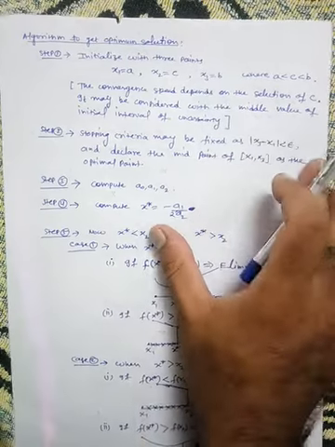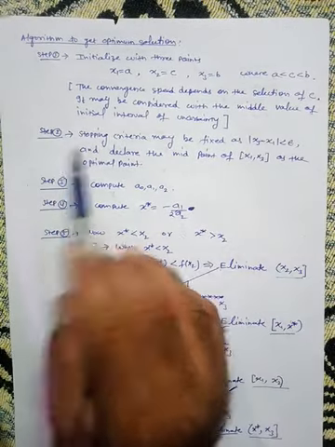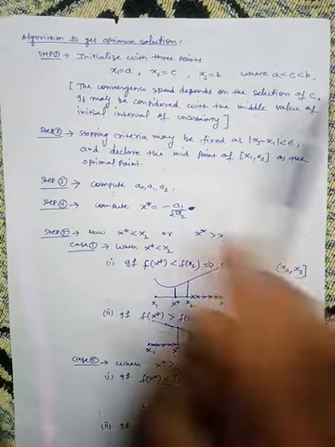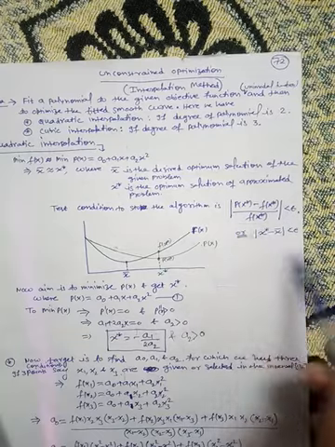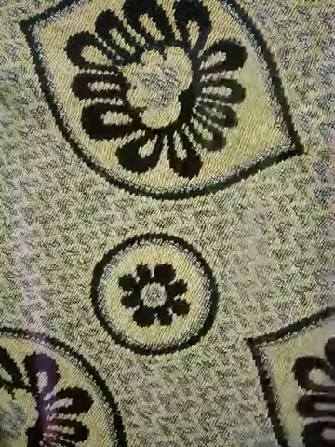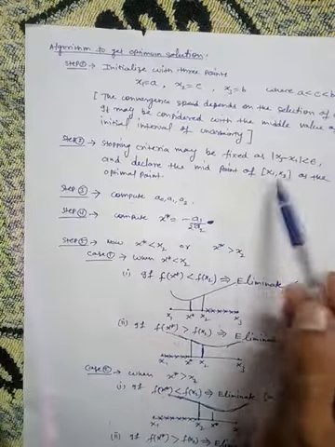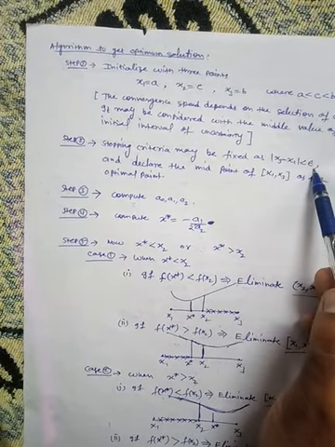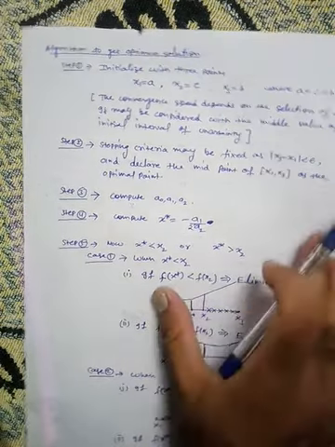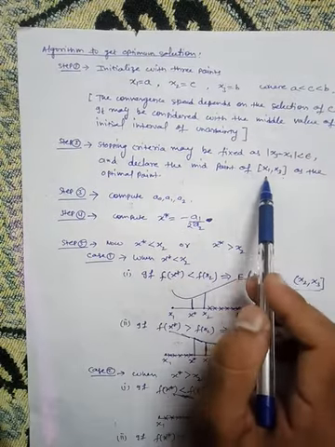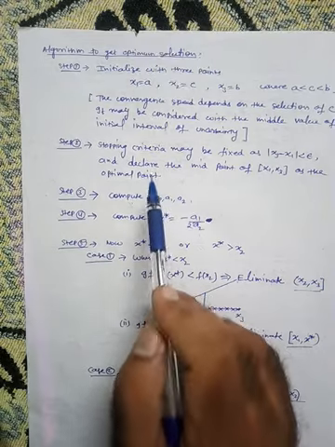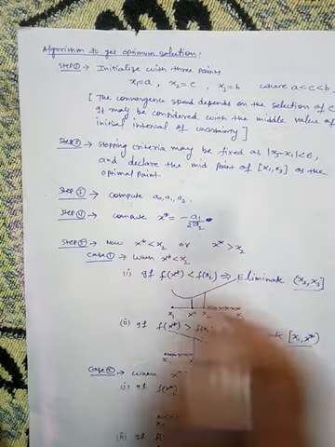Okay, so now step number 2. The stopping criteria may be fixed as this, and this criteria is inspired by this phenomenon. Here we take the magnitude of x3 minus x1 being less than epsilon, and declare the midpoint of x1 and x3 as the optimum point. Fine, this is the stopping criteria.